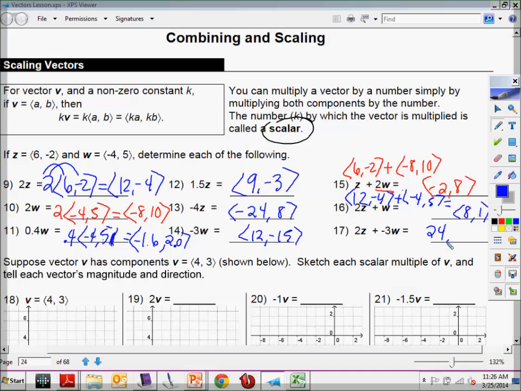Should be negative 19. Oh wait, no, it's right. I just did the wrong one. Instead of negative 3w, I did negative 3z. We already found them, so we just had to put them together, right? So I have to add 12 plus 12 is 24, and negative 4 plus negative 15 is negative 19. Any other discrepancies? How do we feel? Good. Can we multiply? Yes. All right.